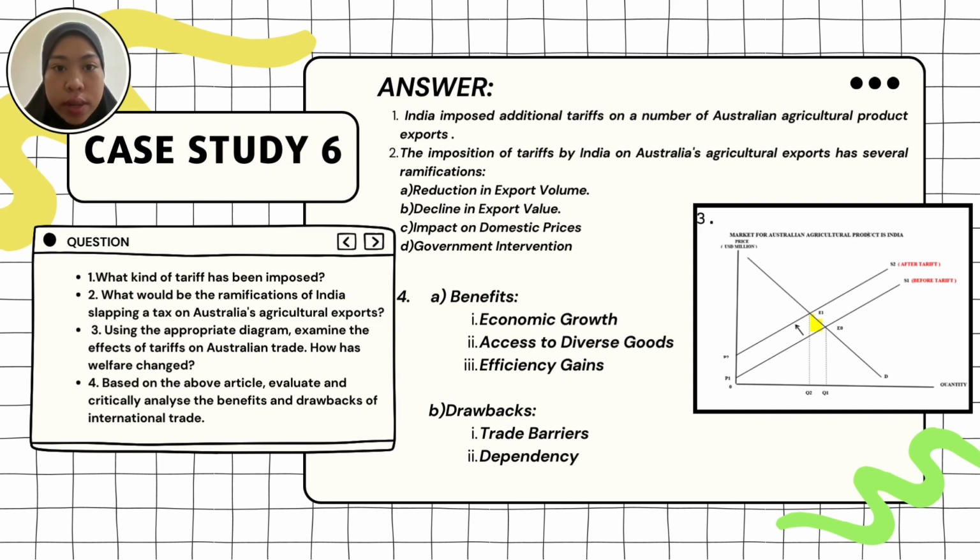So based on the statistic, the first question is what kind of tariff has been imposed? So the answer is, according to the article given, India imposed an additional tariff on a number of Australian agriculture product exports in July 2018. This tariff led to the reduction in volume of food export to India. The value of Australia's fresh food export to India reached 231 million from November 2016 to October 2017.